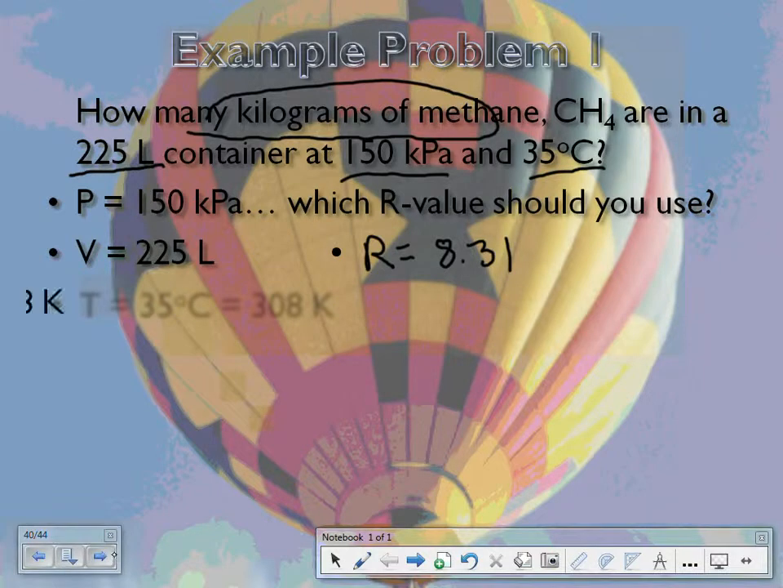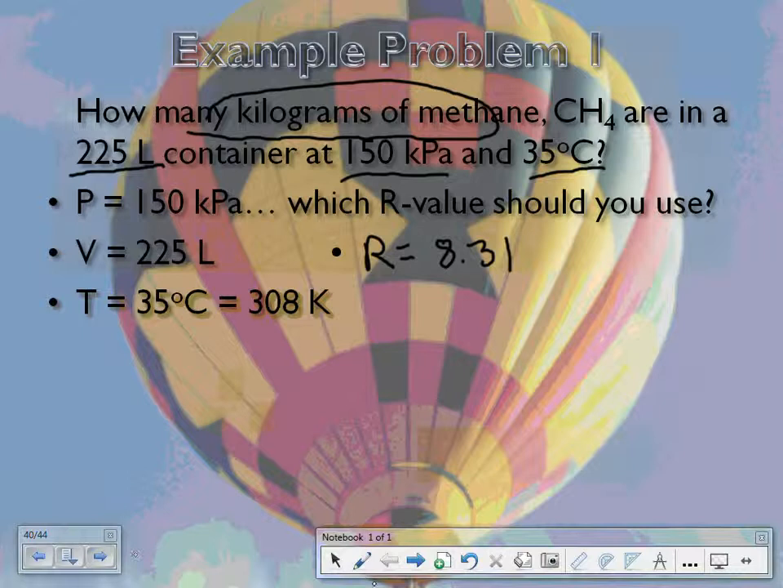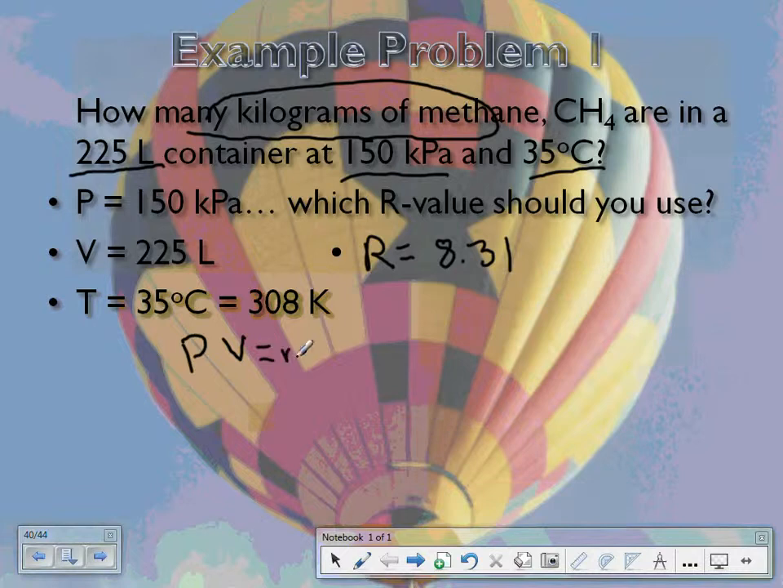And then temperatures, we need to convert to kelvins, because this is a gas law after all. We better convert to kelvins, right? Everything's in kelvins. Of course. So we know that we're going to use this equation: PV equals nRT.